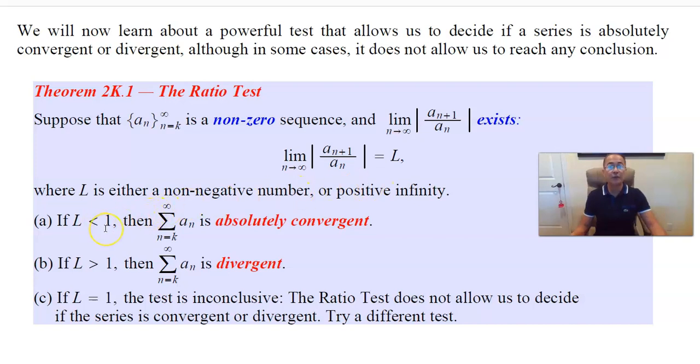If the limit is smaller than 1, possibly 0, then the original series that we get from summation of a sub n is absolutely convergent. However, if the limit is bigger than 1, then the original series a sub n is divergent. If the limit happens to be exactly 1, which does happen, then the test is inconclusive. We cannot use the ratio test to form a conclusion about this infinite series.